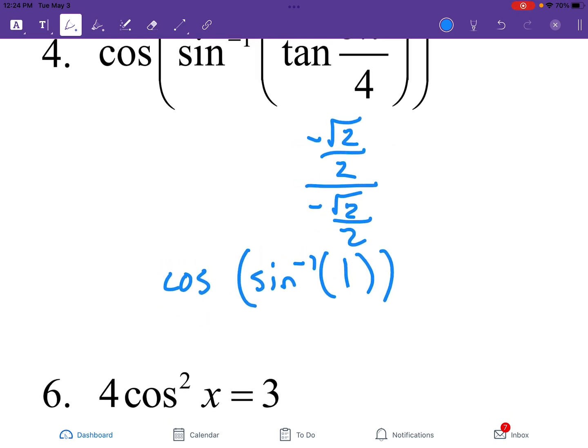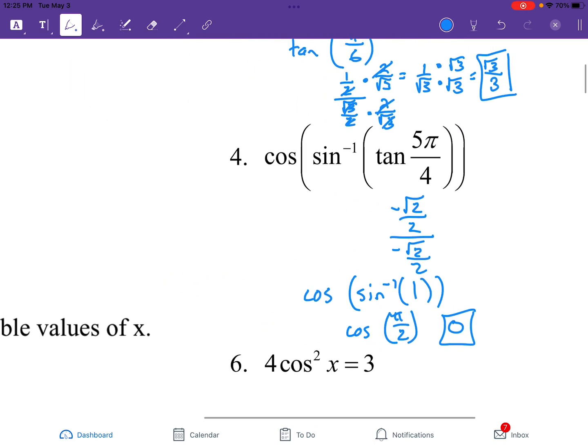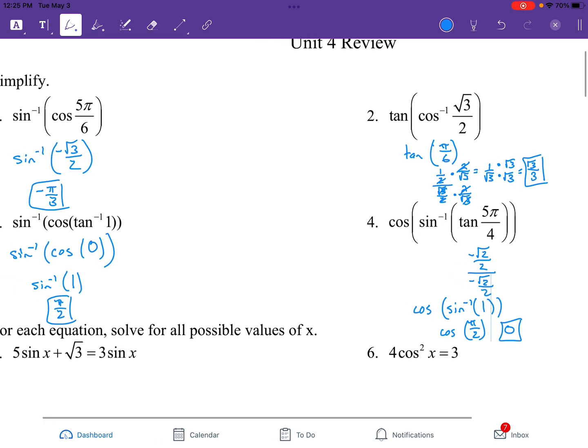All right, so the inverse sine of 1, we can only use the right-hand side of the unit circle, which is pi over 2. And the cosine of pi over 2 is 0. And that's it. So that is the inverse trig functions.